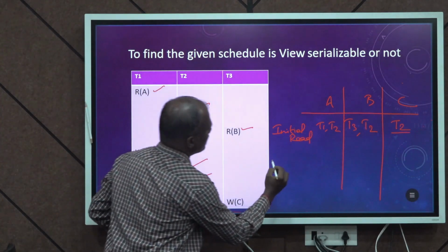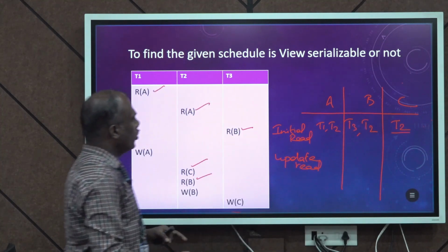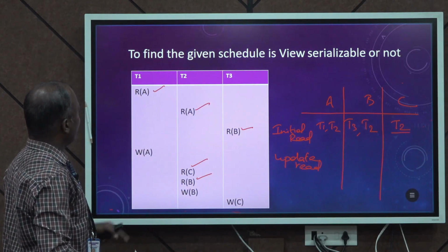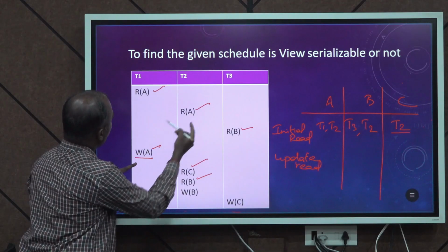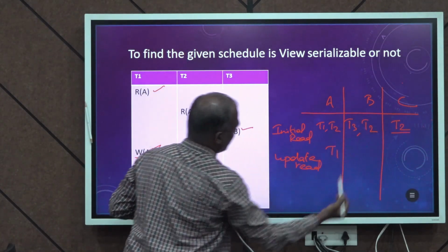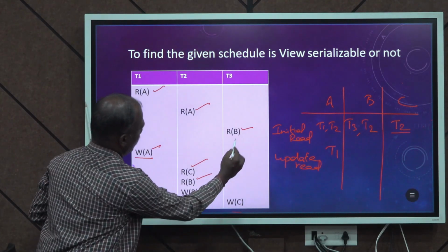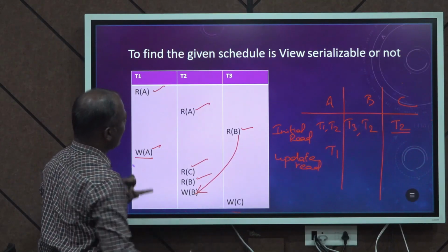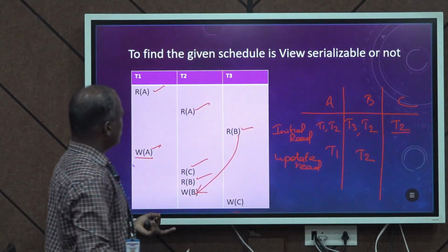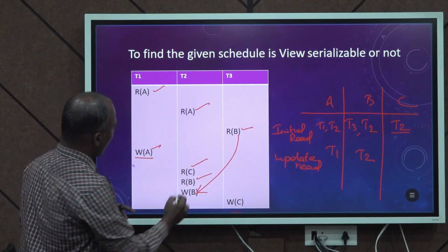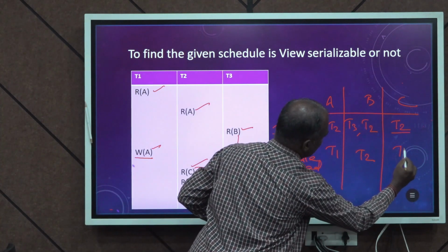Next is update read. How do you write it? Update read means read after write. Here read happened and write happened at T1, so this is called update read. T1 we mention here, and B we have to consider. Read of B here and write of B here, so this is update read, read after write. So T2 we mention here, and the next one is T3. After the read, the update has happened here, so we write T3.